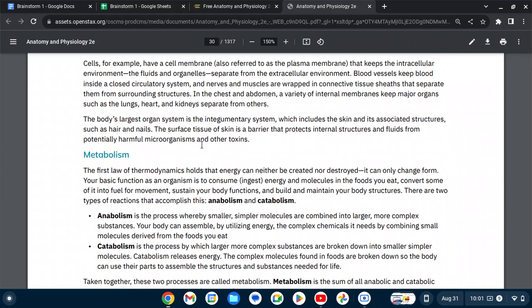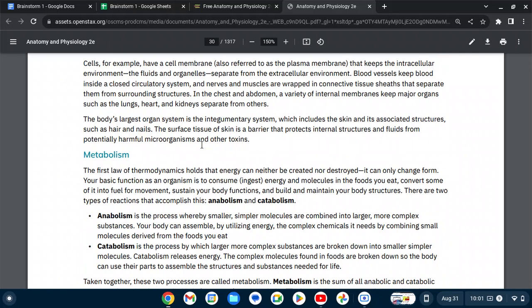Cells, for example, have a cell membrane that keeps the intracellular environment, the fluids and organelles, separate from the extracellular environment. Blood vessels keep blood inside a closed circulatory system, and nerves and muscles are wrapped in connective tissue sheaths that separate them from surrounding structures. In the chest and abdomen, a variety of internal membranes keep major organs such as the lungs, heart, and kidneys separate from the others. The body's largest organ system is the integumentary system, which includes the skin and its associated structures such as hair and nails.